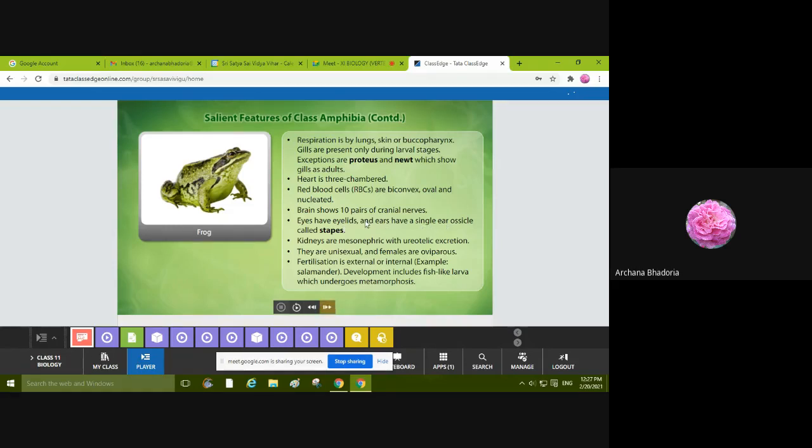ossicle. So you find the fishes will not have eyelids, but in amphibians we start seeing eyelids, and ears have a single ear ossicle. How many ear ossicles do you have?